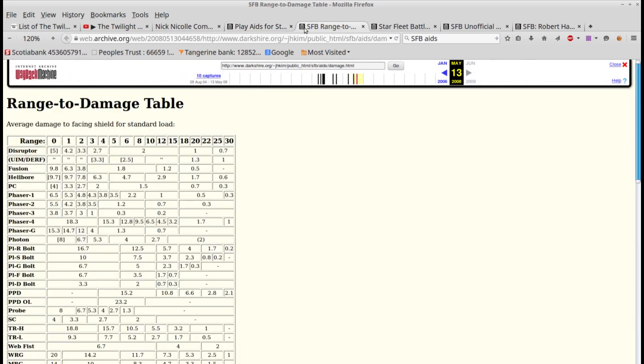Now, I've gone through a few of these. Some of them are retrievable. This, for instance, is a range to damage table. So it'll give you a rough idea statistically what a weapon will do at certain ranges.